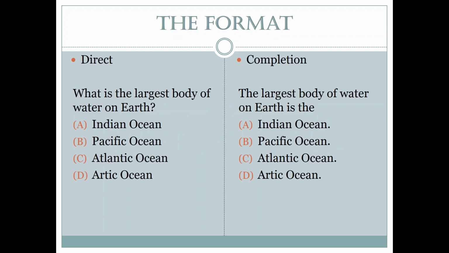Two formats that we generally go by are a direct or a completion. The one on the left is a direct statement. The stem is basically a question to answer with one of your four options. The one on the right is a completion format, which is basically complete the sentence. It almost looks like a fill in the blank, but we do not use a fill in the blank. We will look at the next few slides at some formats we prefer not to use.